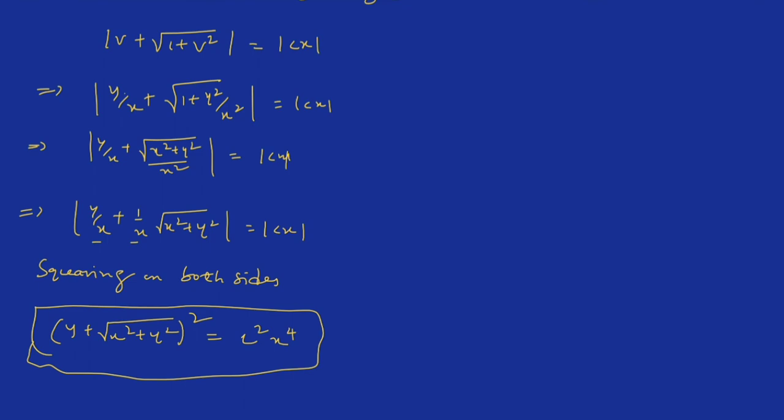Squaring on both sides, then simply y plus under root of x square plus y square, whole square, we kept in the LHS. The denominator term, on squaring, becomes x square. So x square goes to the RHS, and it becomes x square into x square, which is x to the power of 4. Hence it is nothing but our required solution.